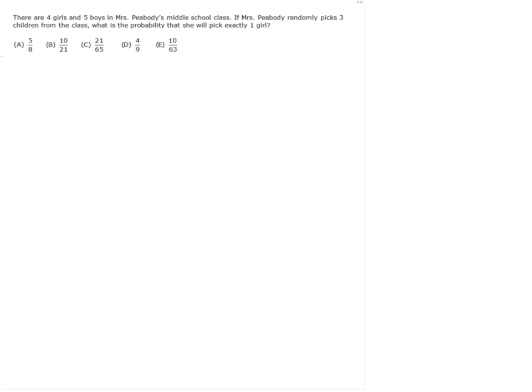The first thing to recognize is it's saying, what's the probability that she's picking exactly one girl? Now remember, there's 3 children being picked, so if there's one girl, that means there's going to have to be 2 boys. So as we normally would, if this were a combination and it said how many ways can one girl be selected when 3 children are selected, well, we would look at this in our separate girl bucket and boy bucket.